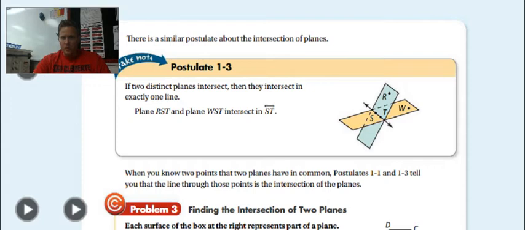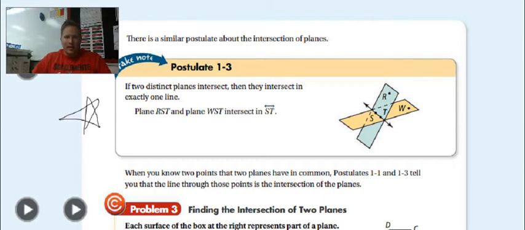The next one, this one is an important one, so make sure that you write down everything inside. This box that we have right here is if 2 distinct planes intersect, then they intersect in exactly 1 line. So see, we have this blue plane and this yellow plane. They are intersecting at 1 line that we have right here.